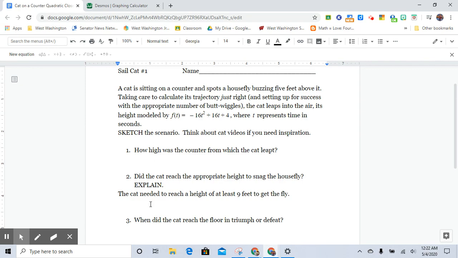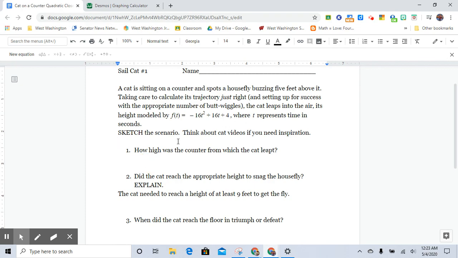Sketch the scenario. So I used to have a big white space here, and that was for when this was an actual worksheet where people can sketch. Now, if you think about how cats jump, they go up and then they come back down, which is an inverted parabola. We know that because this lead coefficient is negative, so this will be a downward facing parabola. We also know that because of the 16 here, we're talking about gravity in terms of feet per second. If it was negative 4.9, it would be gravity in terms of meters per second. All right, so first question, how high was the counter from which the cat leapt?